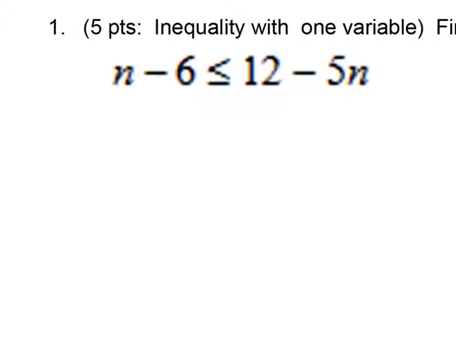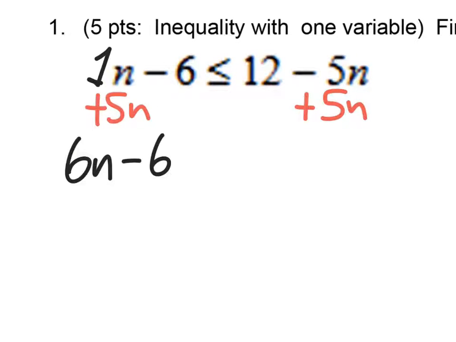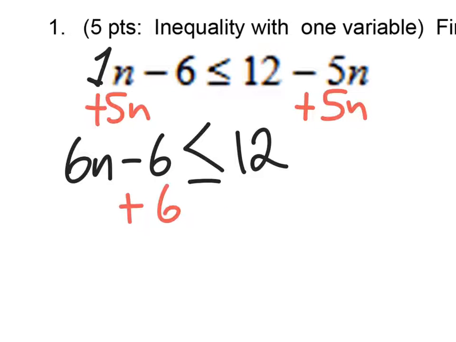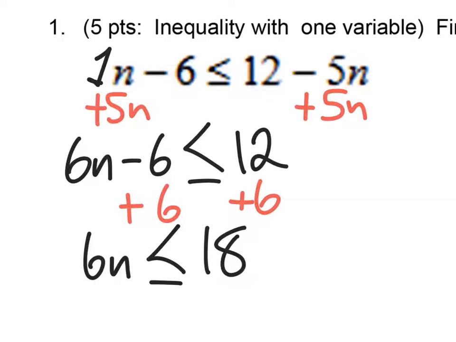We're going to want to get n by itself. So let's add 5n to one side, and if we add it to one side, we of course have to add it to the other. And I know that 5n plus 1n is going to give us 6n, and then we simply drop down minus 6 is less than or equal to, now we're just left with 12. Now let's add 6 to one side, and you're going to have to add it to the other. And we've got 6n is less than or equal to 18.